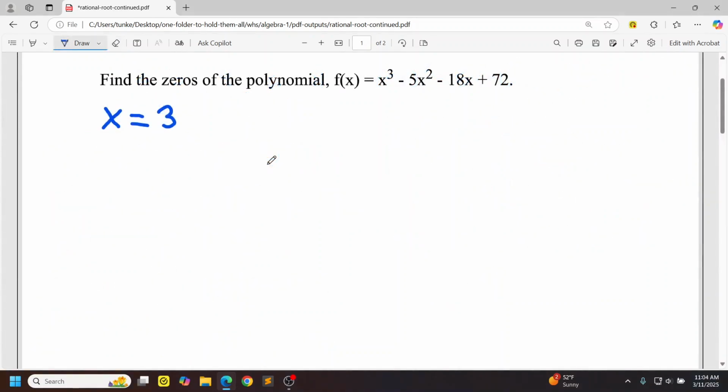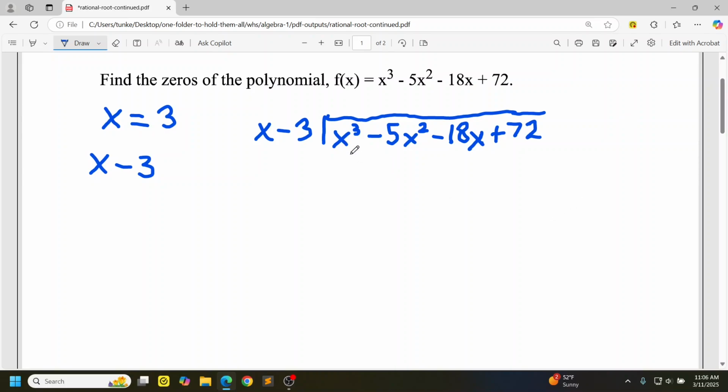Okay, so now that we know that x equals 3 is a 0, we also know that x minus 3 is a factor. Why is that? Well, if we set each factor to 0, if we set x minus 3 equal to 0, we solve for x, we get x equals 3. Okay, so we're going to divide x cubed minus 5x squared minus 18x plus 72 by x minus 3.